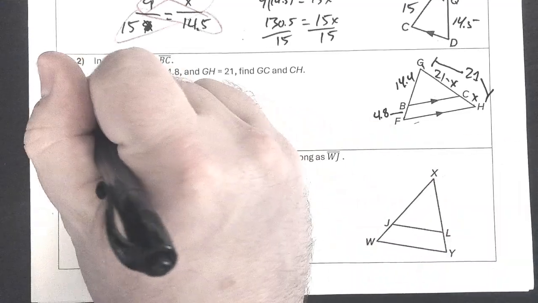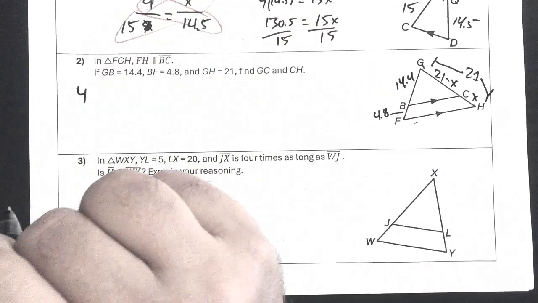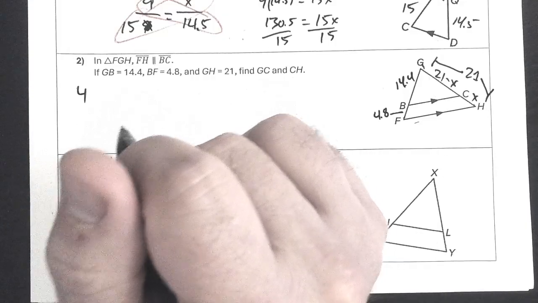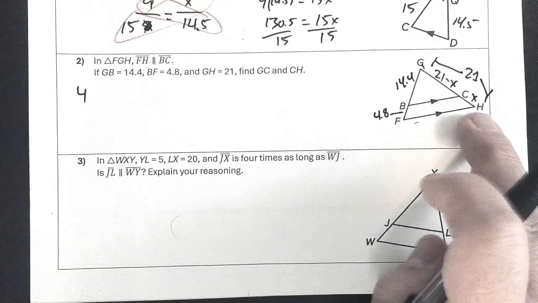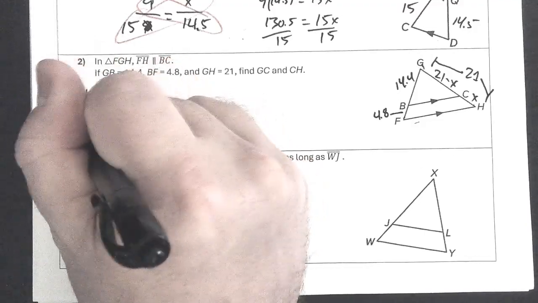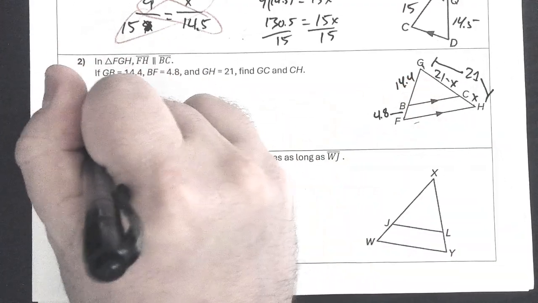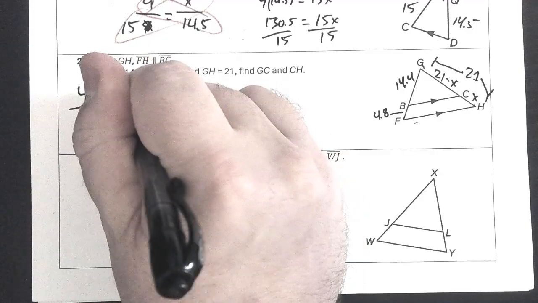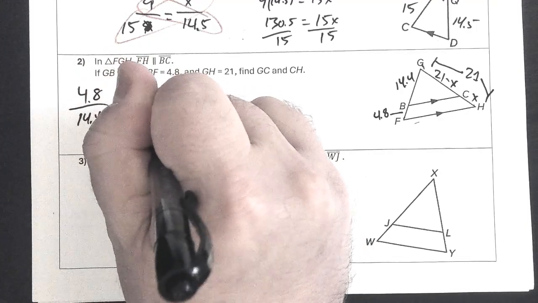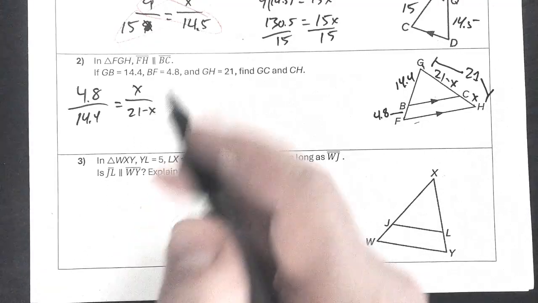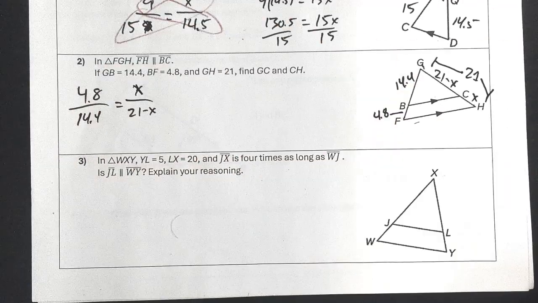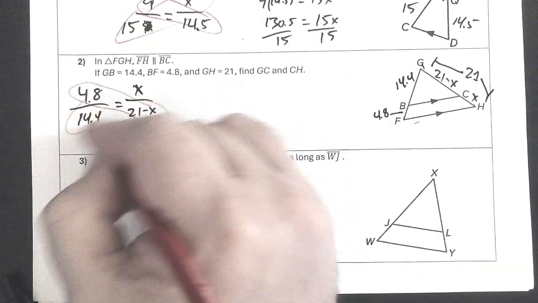So let's go over here. We can put X on top. We're going to start here. So we're going to go 4.8 over 14.4 equals X over 21 minus X. And I know you're like, well, why didn't you do it the other way? Well, we can do it either way. I just wanted X on the top, but understand you can write it both ways. And now we're going to cross multiply or butterfly, whatever you like.